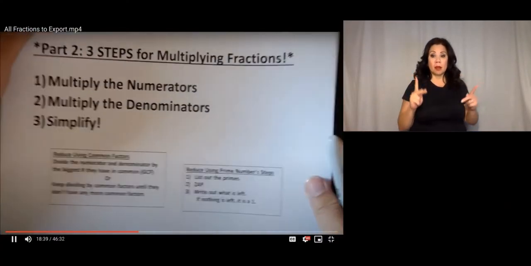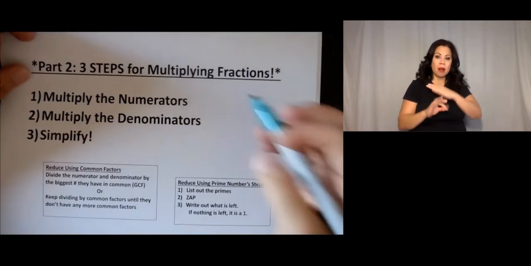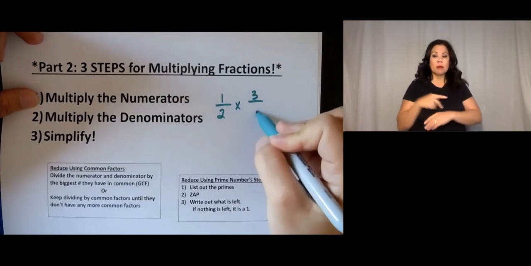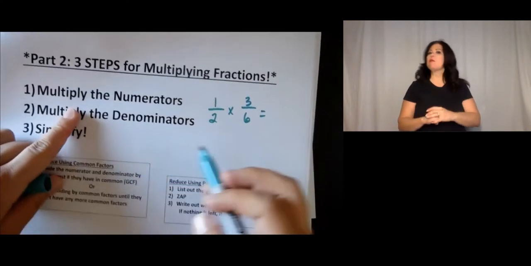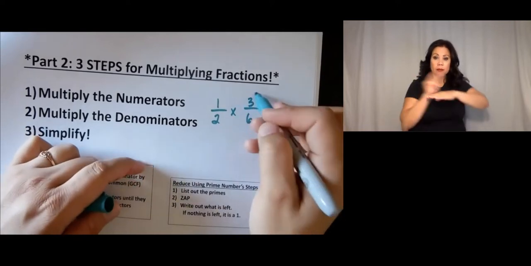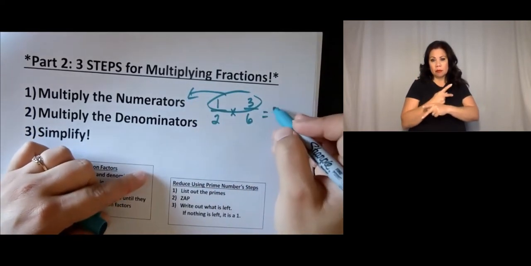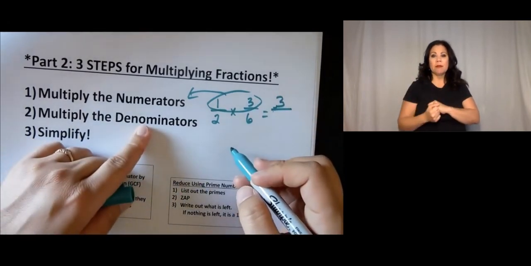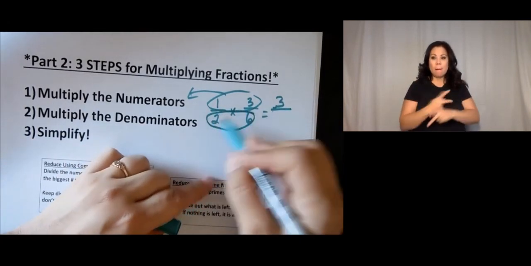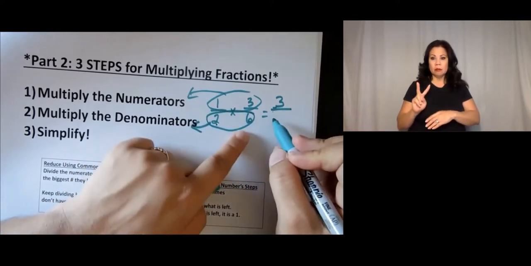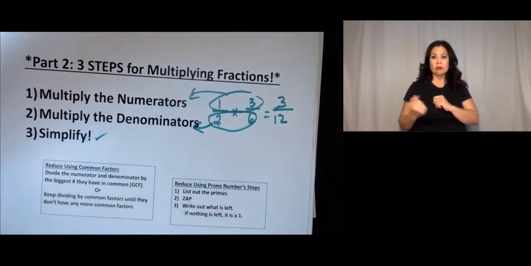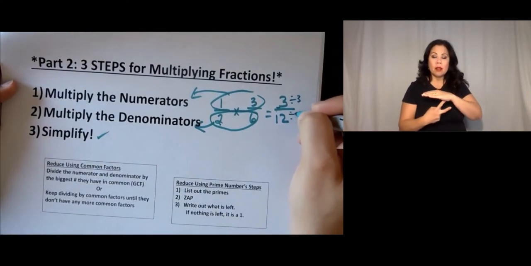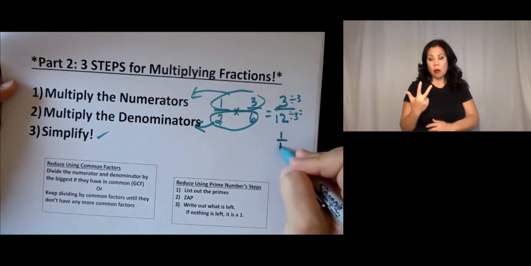All right, for multiplying fractions, it is super easy. If I have 1/2 times 3/6, all I'm going to do is multiply my numerators. These are my numerators, which is, 1 times 3 is 3. Then I'm going to multiply my denominators, which is the bottom ones. 2 times 6 is 12. Then I'm going to simplify. Okay, well, I have 3 twelfths. The biggest one they have in common is 3. So then that makes 1/4.